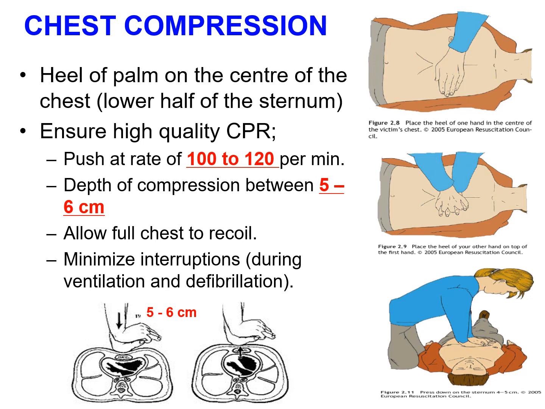Then the responder's elbows should be locked and the whole arm should be straight, applying strong downward compression. The compression should be at a rate of 100 to 120 compressions per minute, and the depth of compression should be between 5 to 6 cm. Allow full chest recoil after each compression. Minimize interruptions during ventilation and also defibrillation.